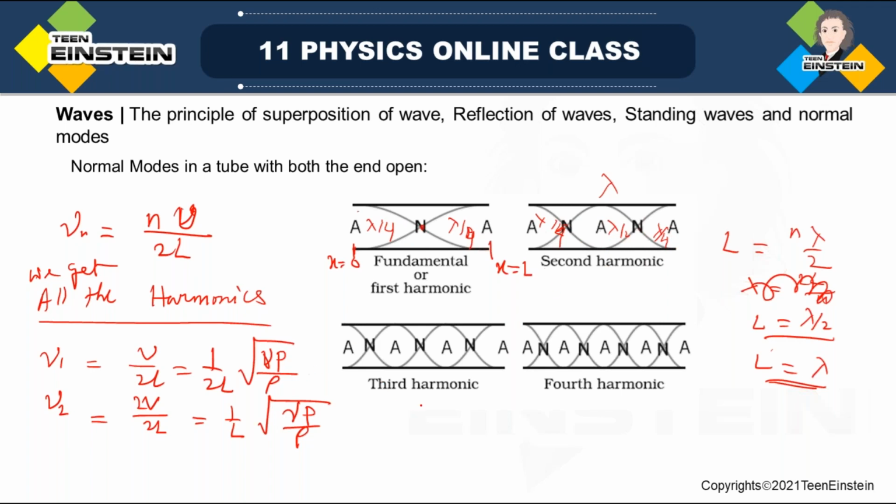In case of the third harmonic, within the length L you should get 3 by 2 lambda. That means lambda plus lambda by 2. So you will get antinode, node, antinode, node, antinode. This is one whole lambda, this is lambda by 4, and this is also lambda by 4. So you'll get ultimately 3 by 2 lambda within length L. Okay, so this is how we can analyze.